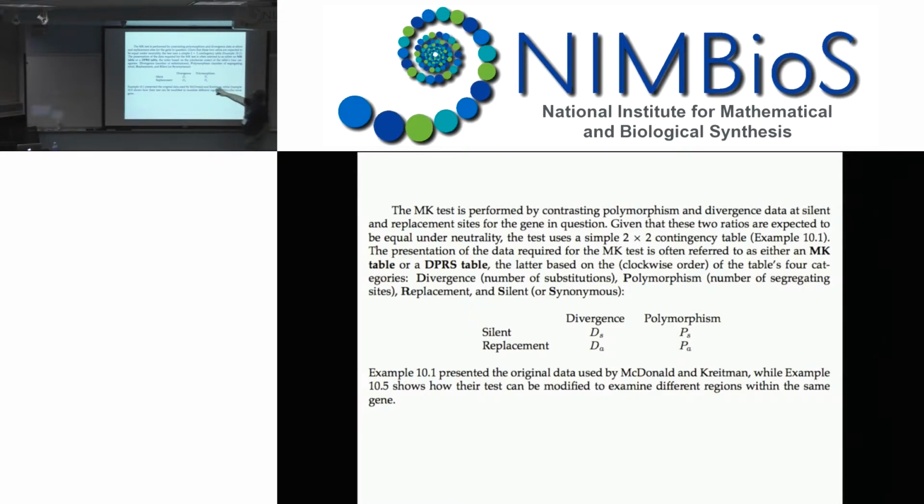So you very often see data presented in this form. This is called the DPRS table: divergence, polymorphism, replacement, silent, in a clockwise fashion. So when people talk about using MK data, they mean you generate a table like this, and then you analyze that data. Okay? So divergence, polymorphism, replacement, silent.